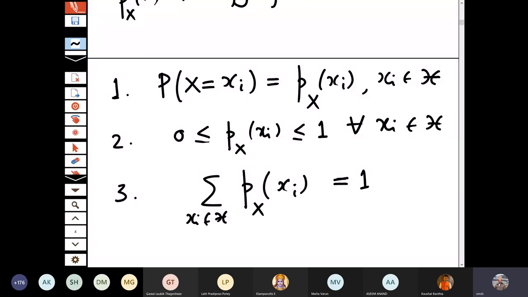So can you show the definition once more? Yes.